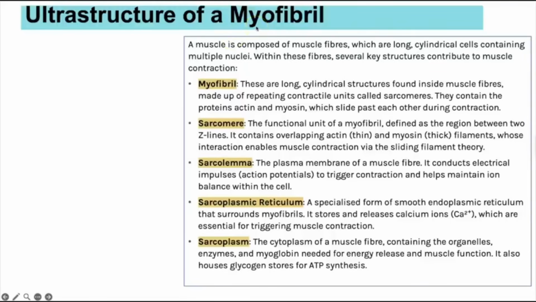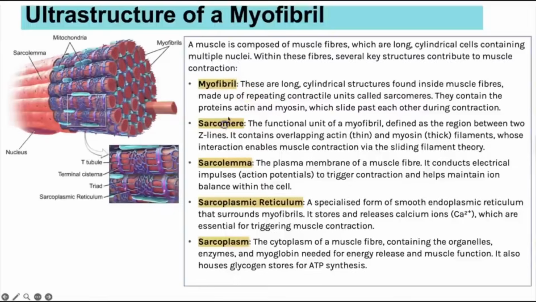So we talked about the myofibril. Here are the structures that you need to be aware of. Again, this could be a good one to screenshot and turn into flashcards for each of these structures. The myofibril, these are long cylindrical structures found inside muscle fibres made up of repeating sarcomere units, which we're going to have a look at, because the sarcomere is the functional unit. It's defined as a region between two Z lines, and you have actin and myosin where your sliding filament theory occurs.